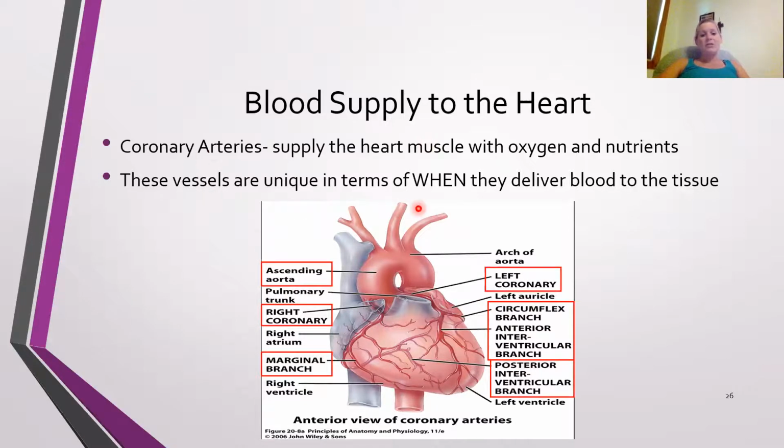These vessels are also unique in terms of when they deliver blood to the tissue. Imagine that with each contraction, I'm squeezing the heart, basically, okay? So these vessels can only deliver oxygen and nutrients when the heart is resting, okay? So between each contraction, we're sending blood into these arteries so that we can deliver oxygen and nutrients to the heart tissue.